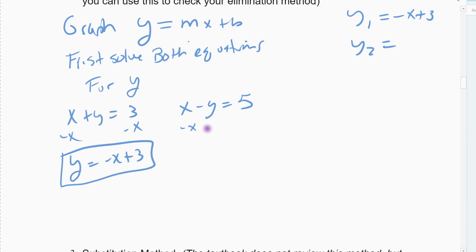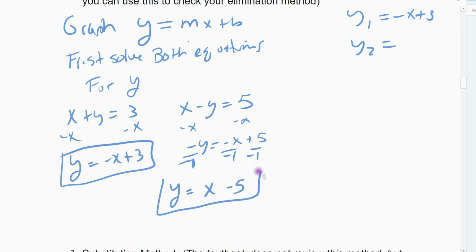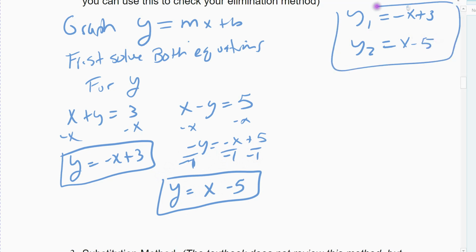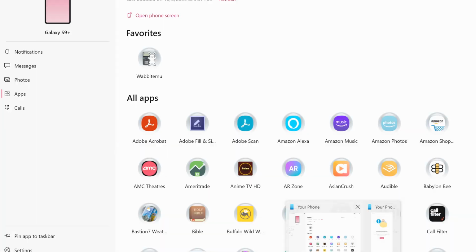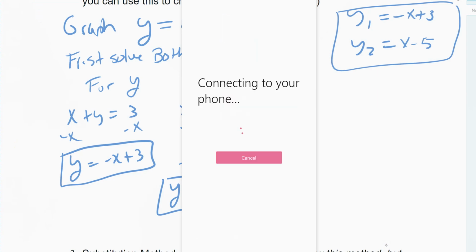And then this one will take me a little more work. I've got a negative in front of my y, and so I've got to get rid of that negative. And don't forget, you divide everything by a negative 1. And so y equals positive x minus 5. And so there's the second equation that you'll plug into the calculator. Alright, so you plug in, and a standard window should work just fine. Let's see if I can get to my calculator. My other program ran out.